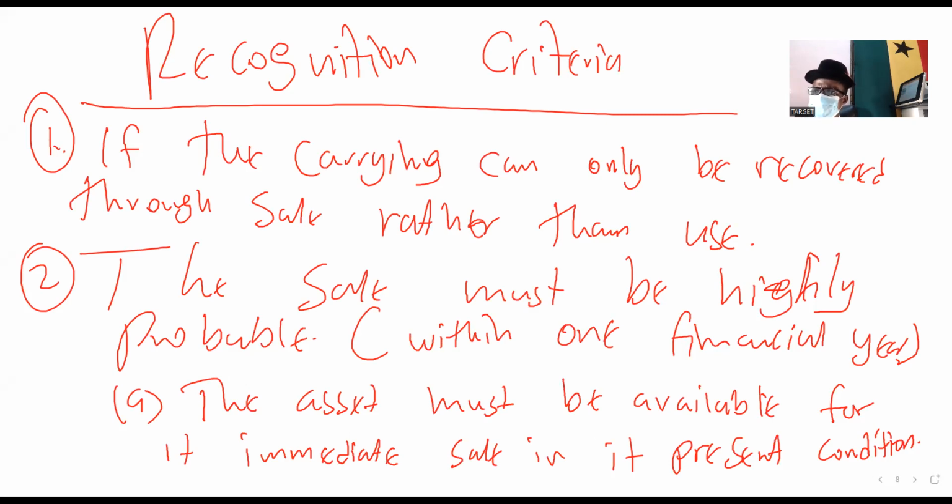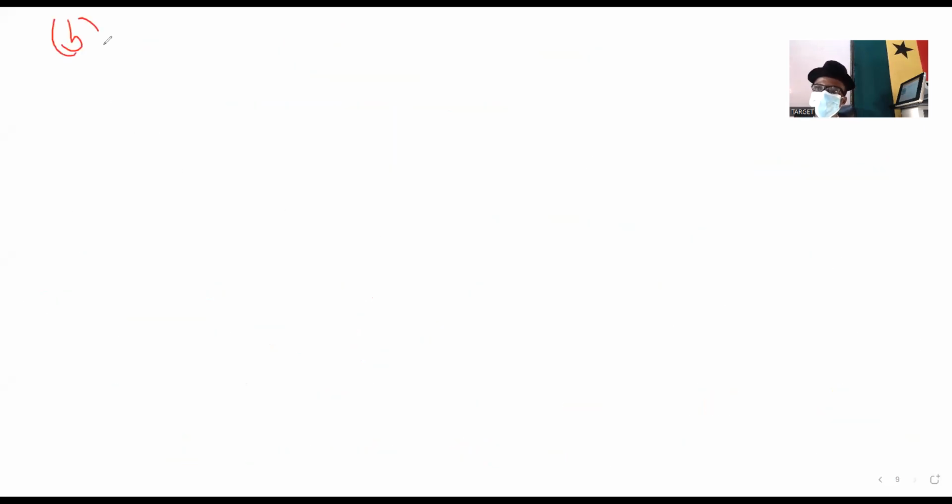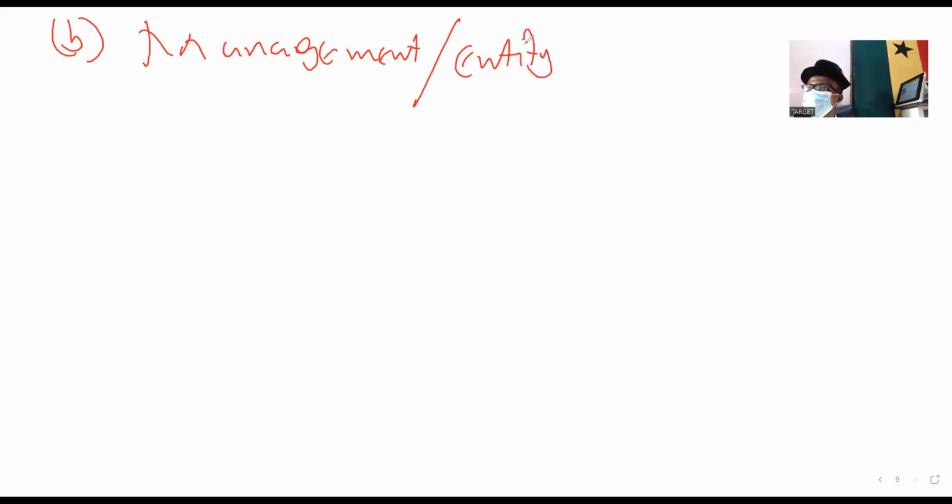And again, before the sale will be highly probable, you see, management must be committed, yes, to sell the asset. So another rule is that management must be committed. That's second. So management or the entity must be committed.